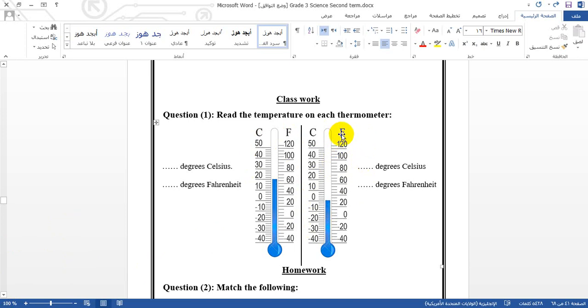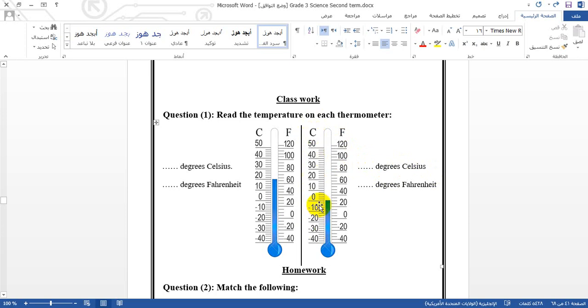Of the Fahrenheit scale. The Fahrenheit scale is written with the letter F, and the Celsius scale is written with the letter C. So this is the shortcut of the Fahrenheit, and this is the shortcut of the Celsius degrees. Okay, guys, here it asks you about degrees in Celsius. This is the side of the Celsius, where the C is written.